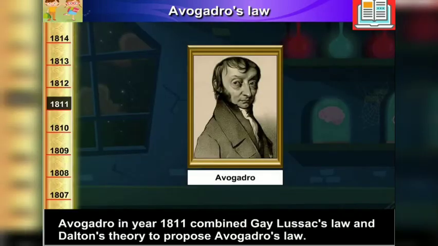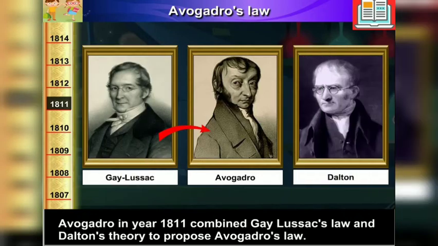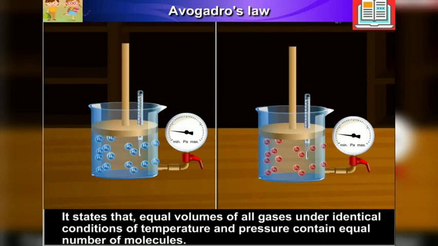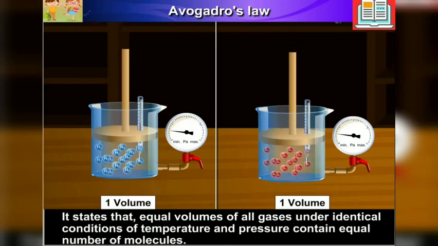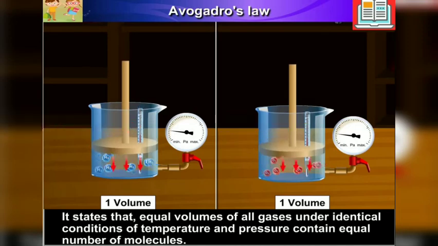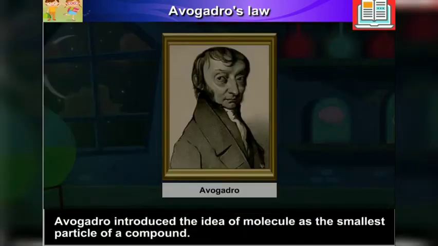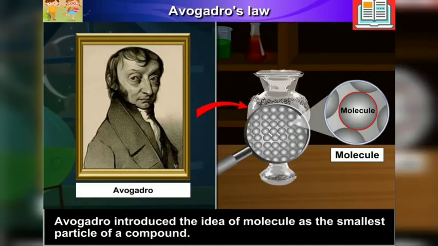Avogadro, in the year 1811, combined Gay-Lussac's law and Dalton's theory to propose Avogadro's law. It states that equal volumes of all gases, under identical conditions of temperature and pressure, contain an equal number of molecules. Avogadro introduced the idea of the molecule as the smallest particle of a compound.